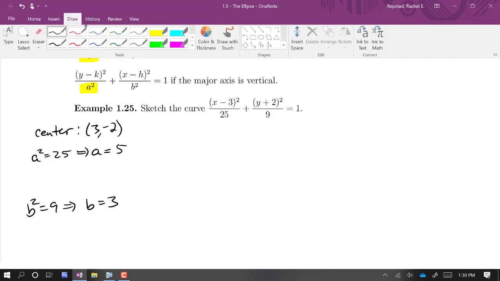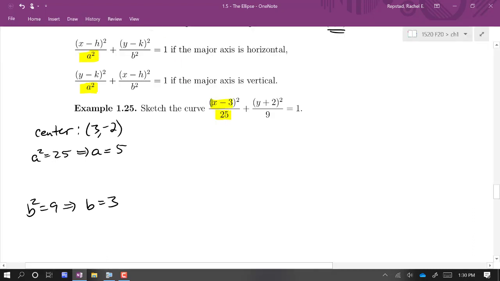Now the bigger number is underneath x, so this is oriented horizontally, so the vertices will be, now, the value a equals 5 doesn't give us the actual coordinates of the vertices, but it tells us how far away from the center each vertex is. And since this is oriented horizontally, I'm going to go 5 to the left and 5 to the right.